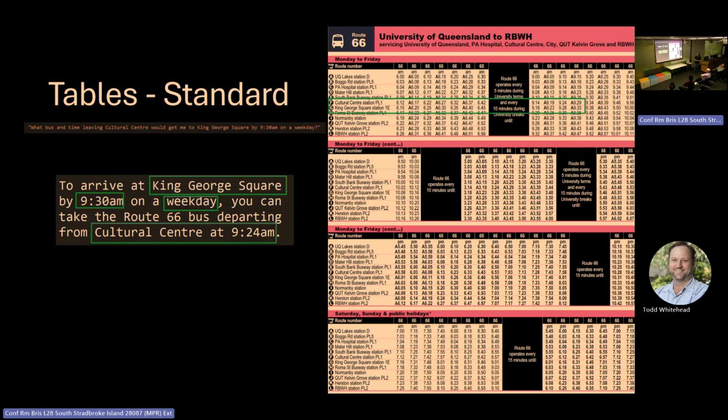I asked it what bus and time leaving the cultural centre would get me to King George Square by 9:30 on a weekday. So it has to get the right timetable. Like weekday, it has to know the from and to stops, and it has to get me there before the time I specified. And it said I have to get to King George Square by 9:30, catch the 66 at the cultural centre at 9:24, which was the correct time. So there's quite a bit of inference there, I think, as well.